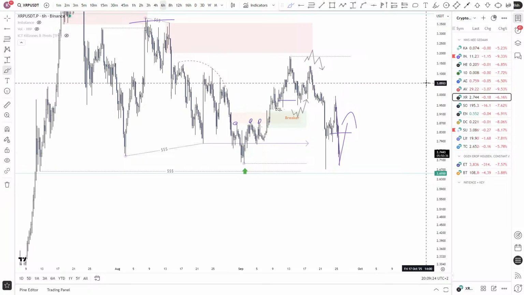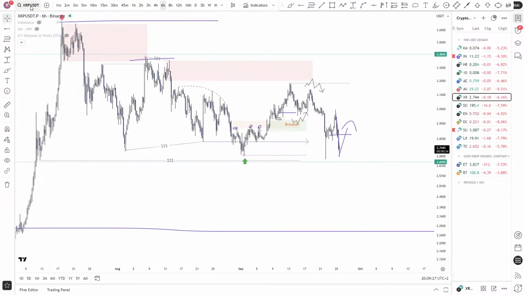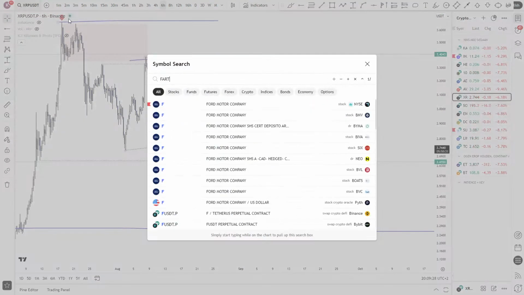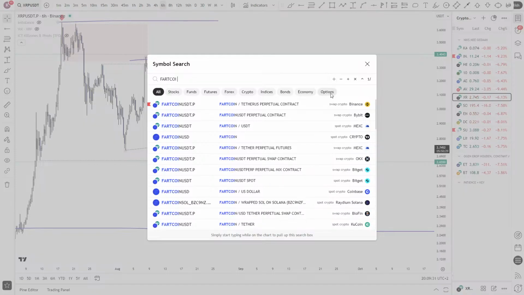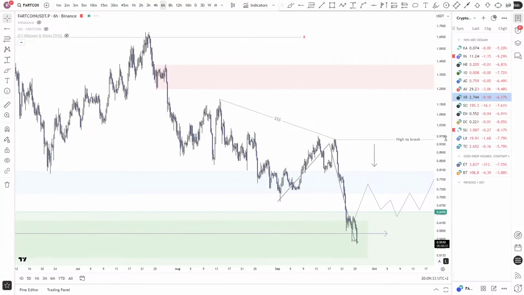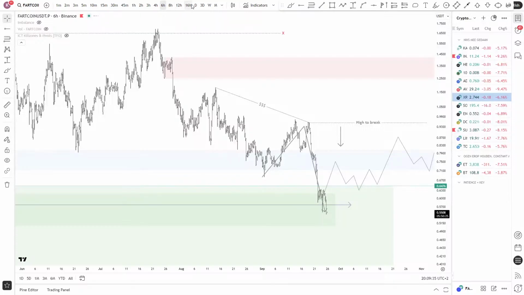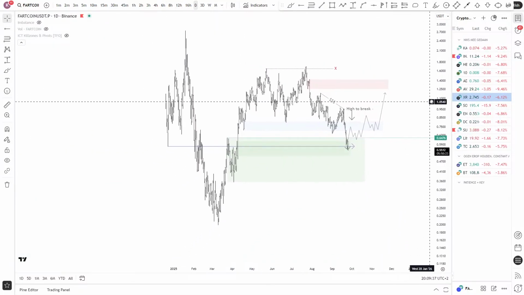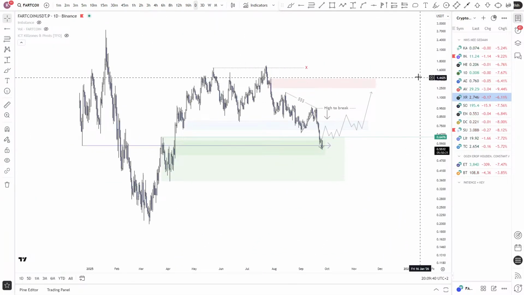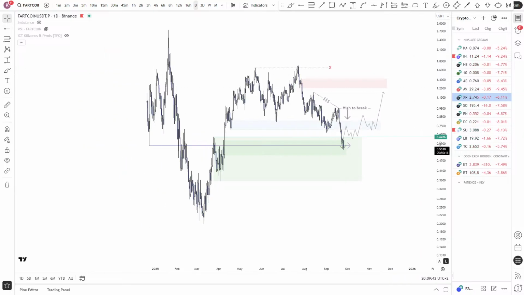Bro, what do you think about Fartcoin? Also in a swing position. I think I have a few drawings on Fartcoin. Yes, sir. Fartcoin was for me on the higher time frame still down until proven otherwise.